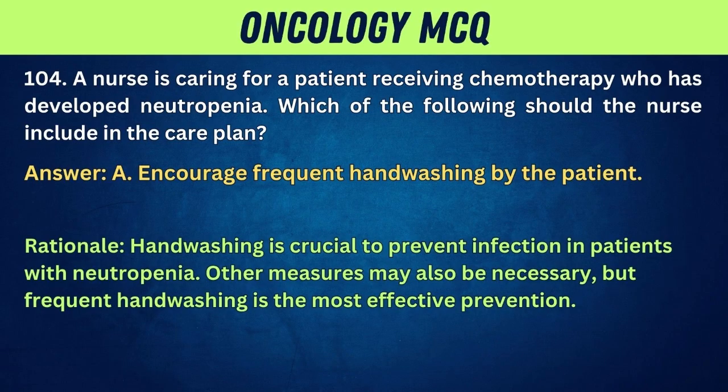Answer: A. Encourage frequent hand-washing by the patient. Rationale: hand-washing is crucial to prevent infection in patients with neutropenia. Other measures may also be necessary, but frequent hand-washing is the most effective prevention.